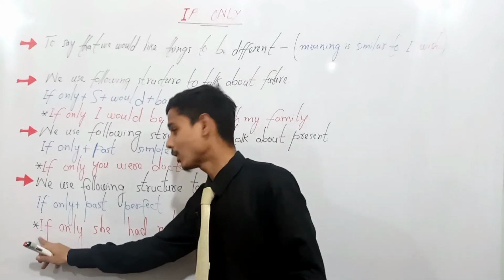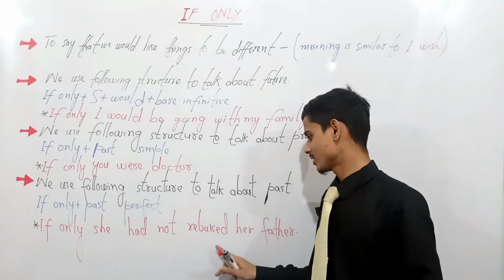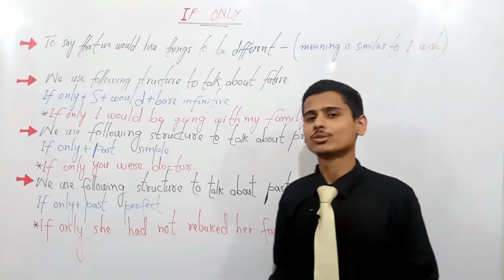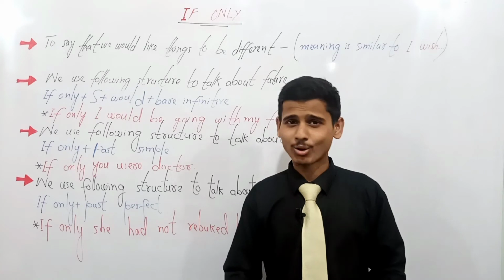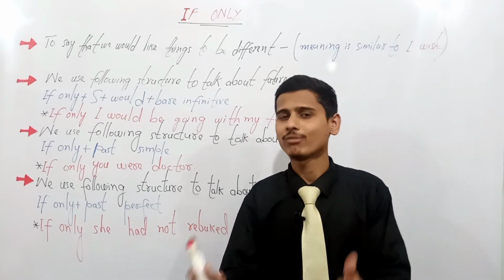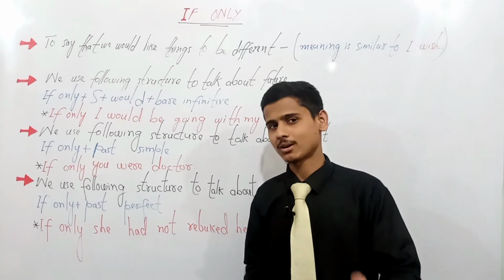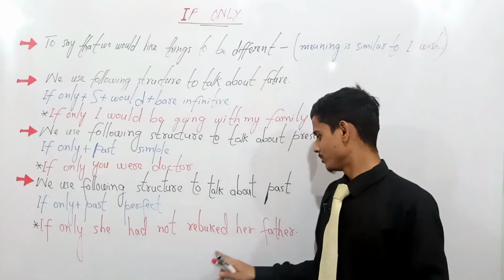Now the third one: if only plus past participle, but before it use the subject and the proper structure of past perfect tense. Now the example is here. If only she had not rebuked. Rebuke means to reproach, right? To treat somebody very badly or disrespectfully, right? And in a sense you could say to trifle someone, to not give respect according to their level. So if only she hadn't rebuked her father.